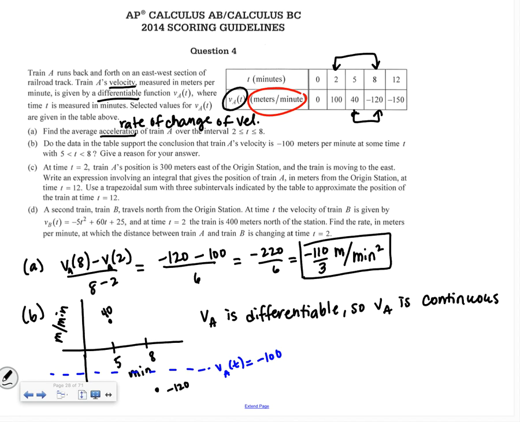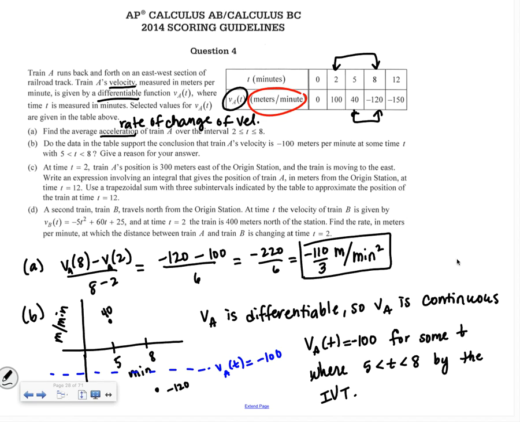And then we'd say something about how v sub a of t can equal negative 100 for some t, where t is between 5 and 8, by the intermediate value theorem. Oops, there we go. And that would be enough justification.